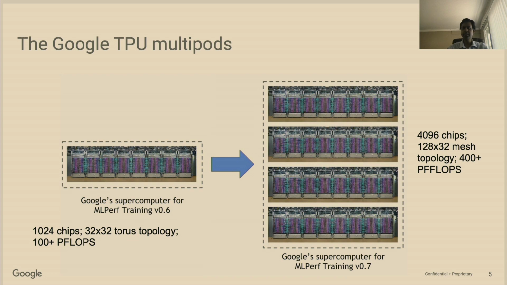We extended the 1,000 chip TPU pod configuration to a 4,000 chip TPU multipod configuration. In a TPU multipod, we interconnected as a mesh along the x dimension of size 128, and the y dimension is a torus, and it remains the same size as a TPU pod, namely 32. And in this configuration, we enable more than 400 petaflops of mixed precision compute. This machine was used for Google's submission to MLPerf training v0.7.